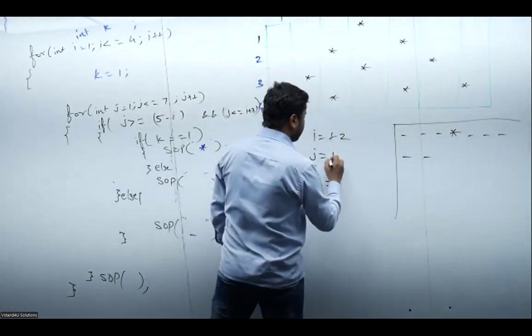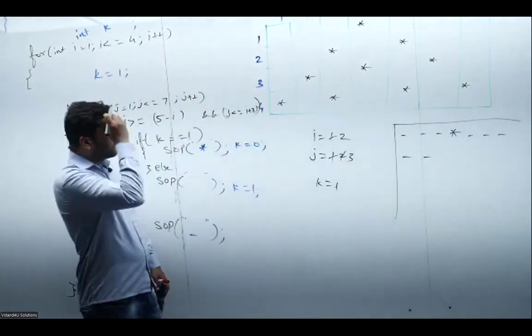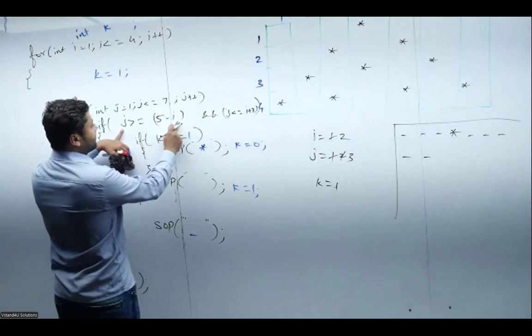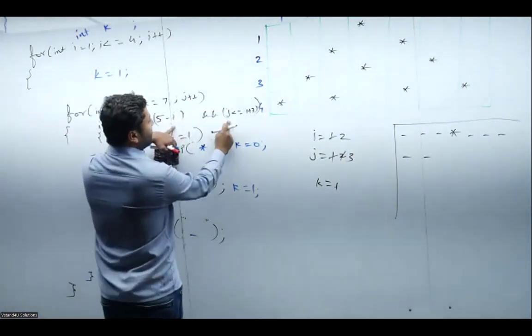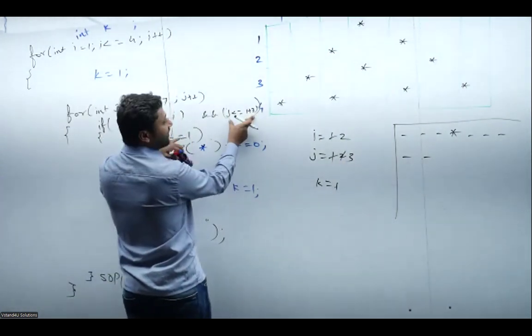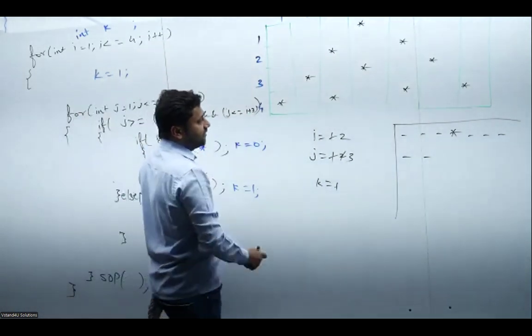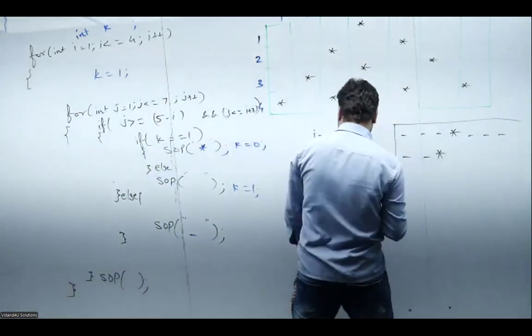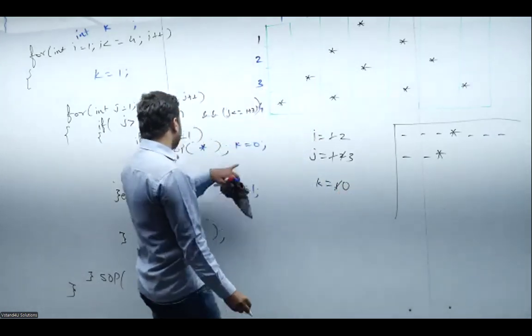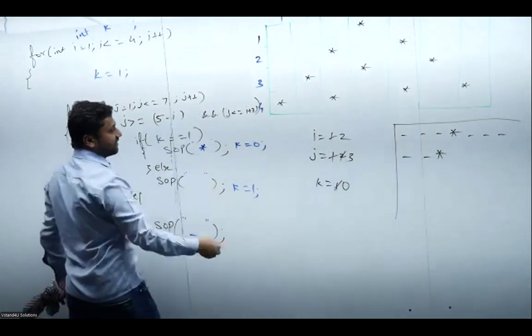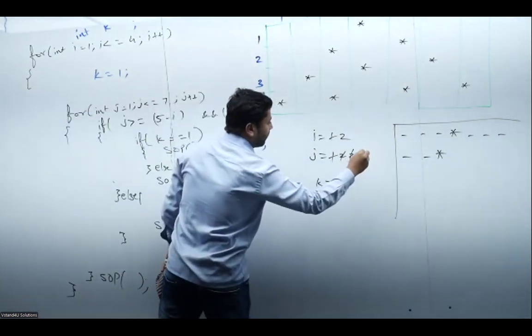It is already 1, 2 and 3. Done. Then 3 is greater or equal to 5 minus 2, which is 3. Condition is true. Here 3 is less or equal to I plus 3. Still condition is true. And k is also 1. I print 1 star. After printing 1 star, I mark the k as 0. And then after this entirely, I'll step out and say j is equal to 4.